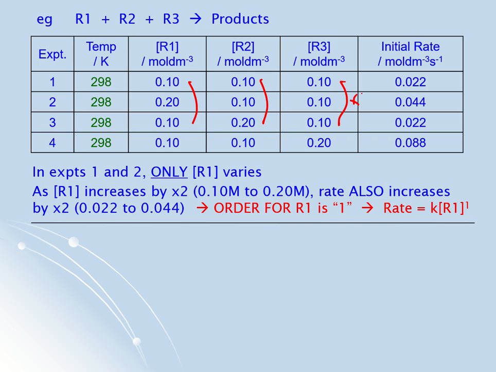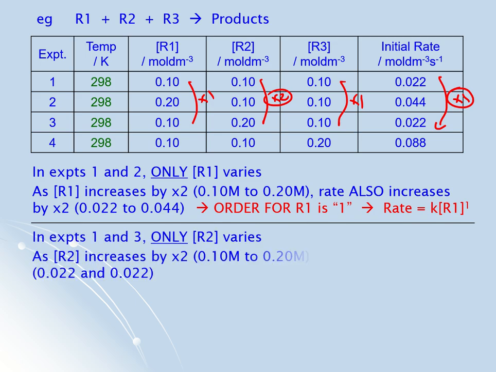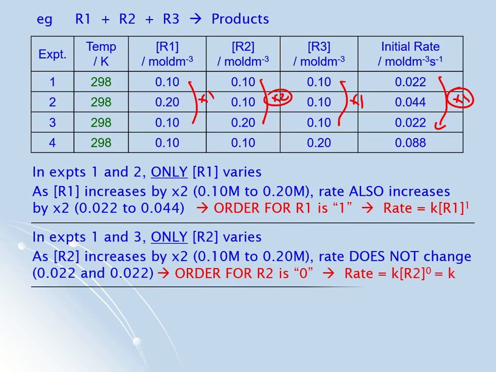Okay, because R3 has remained constant, R1 has remained constant, and R2 has doubled. If we look, the rate has stayed the same. So therefore, hopefully you can work out that R2 must be having no effect on the rate, therefore R2 is 0 order.